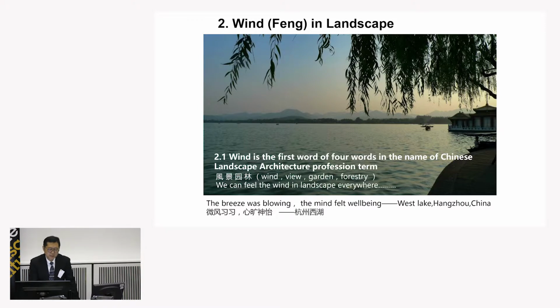So second is the wind. Wind in Chinese pronunciation is feng. The wind is the first word of four words in the name of the Chinese landscape architecture profession term. We pronounce it feng, jing, yuan, lin: feng means wind, jing is scenery, yuan means garden, lin, forestry. So how important is the wind?